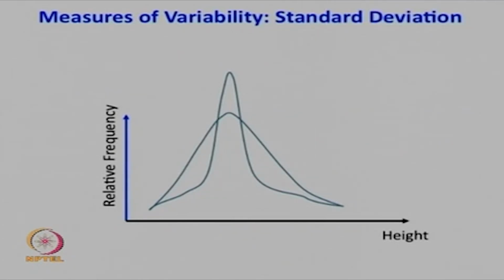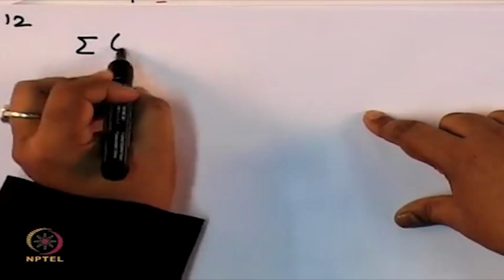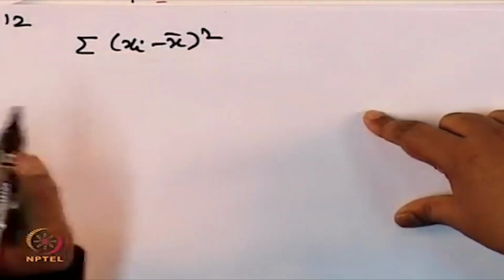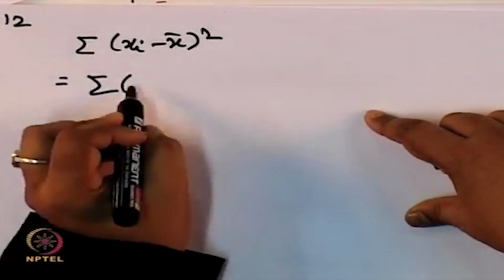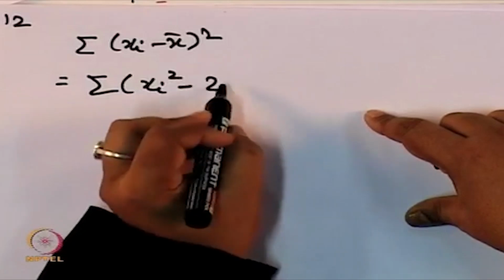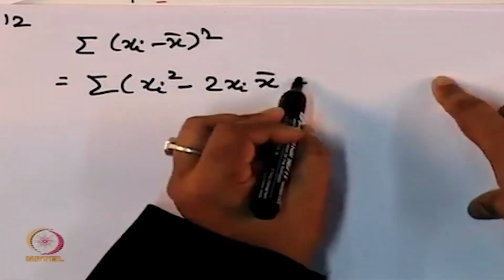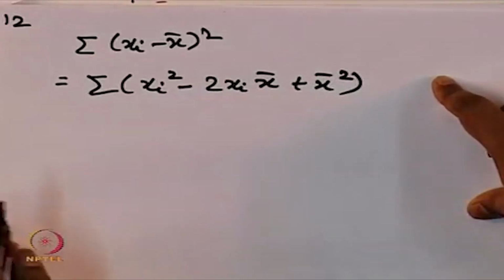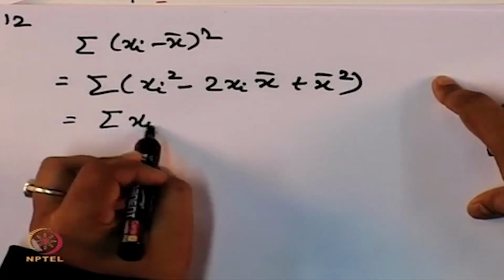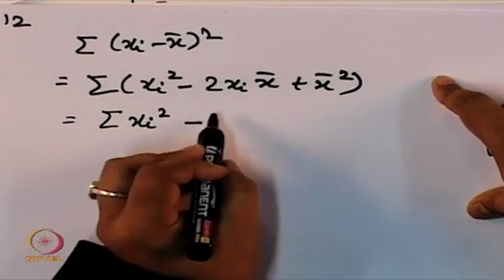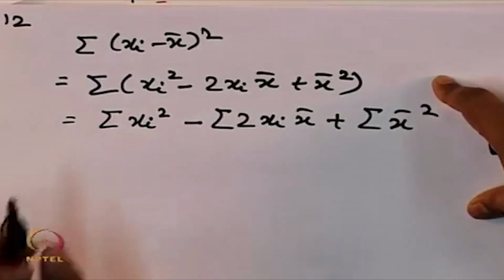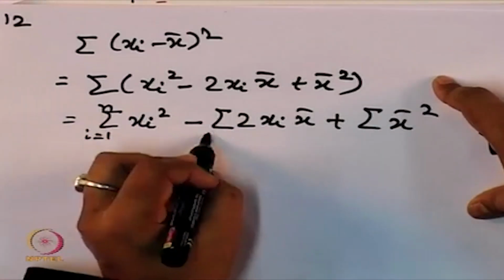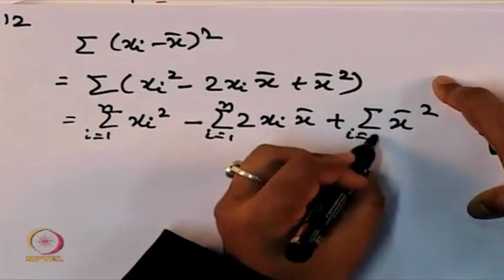Now, there is just one small mathematical trick. So when I talk of summation of xi minus x bar whole square, I can expand it. So this I can write as xi square minus 2 xi x bar plus x bar square. Okay. So I can then write summation xi square minus summation 2 xi x bar plus summation x bar square. Each of them is i equal to 1 to n.